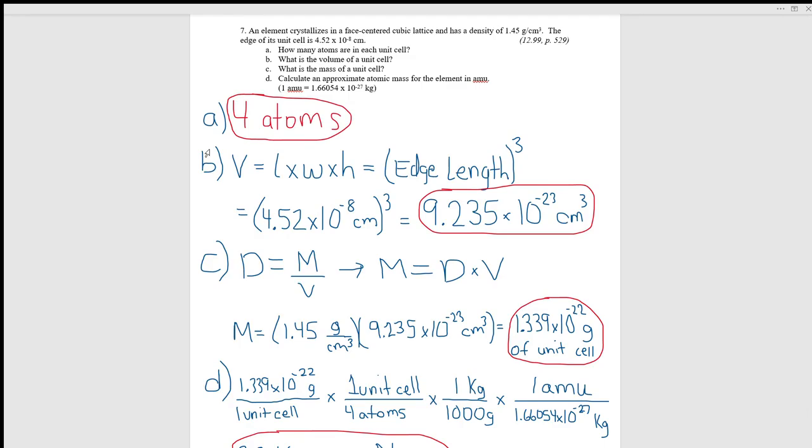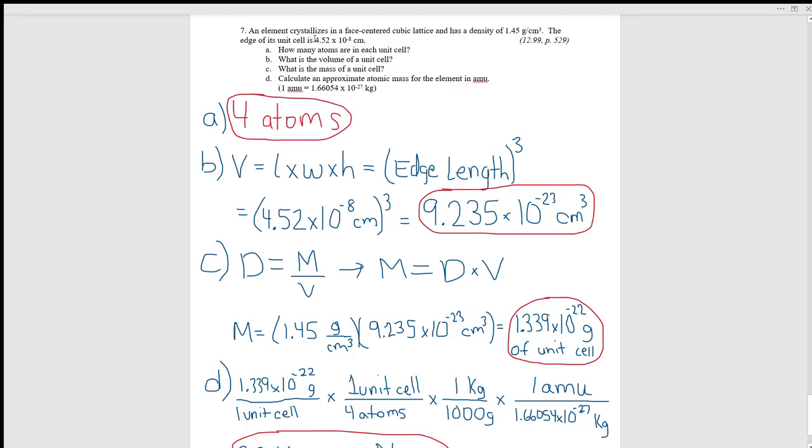Now part A asks us how many atoms are in each unit cell. As I mentioned before, this is just something you simply need to memorize. So a face-centered cubic lattice is always going to have 4 atoms in it. So that's the answer to part A.